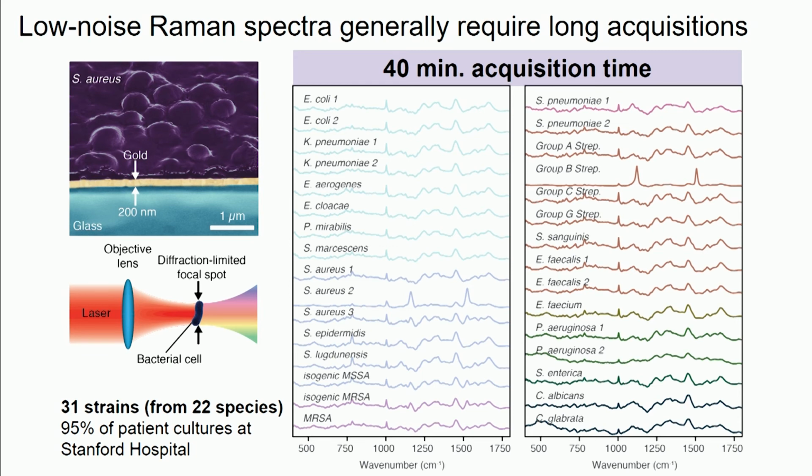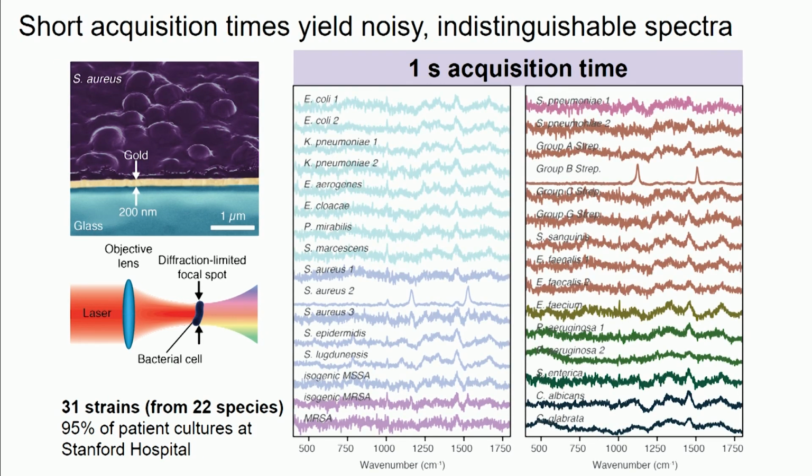But in order to get a very large data set, we need to use much shorter acquisition times, closer to 1 second. And these spectra become very noisy and basically impossible to tell apart by eye.